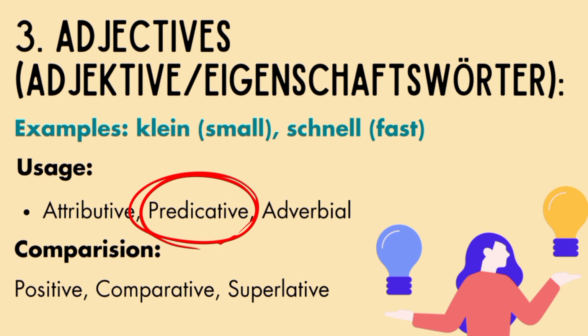Secondly, we have predicative use. Adjectives following the noun are not declined in this. For example, the car is new. So here we can see that adjectives following the noun are not declined here.